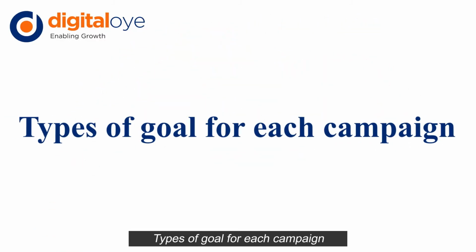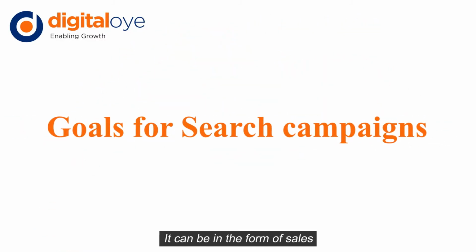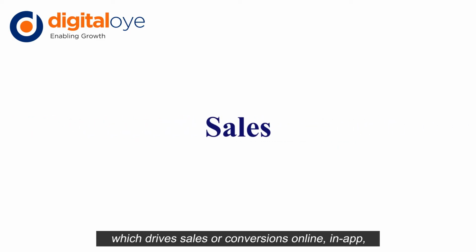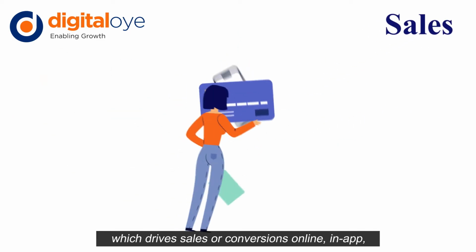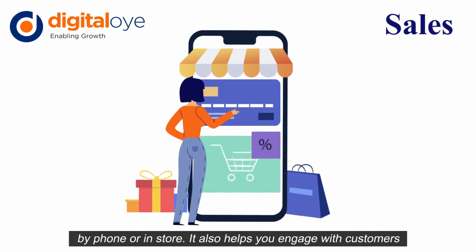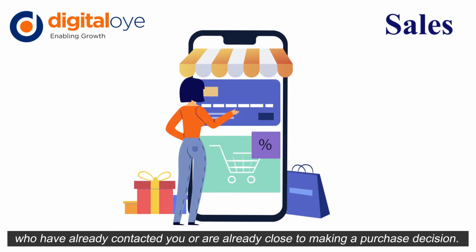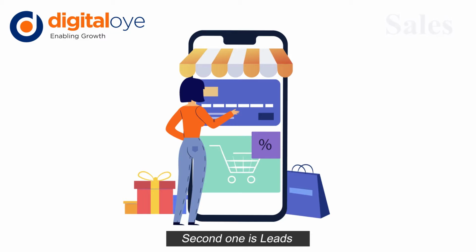Types of goal for each campaign. Goals for search campaigns. It can be in the form of sales, which drive sales or conversions online, in app, by phone, or in store. Or it also helps you to engage with customers who have already contacted you or are close to making a purchase decision. The second one is leads.